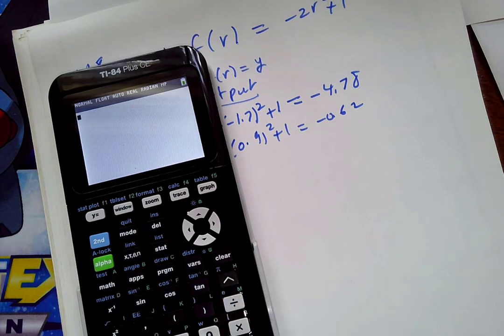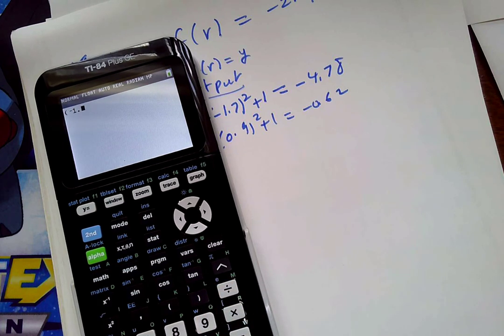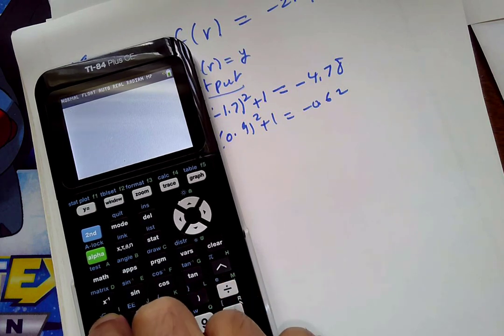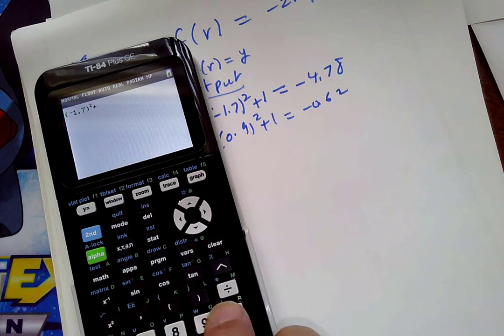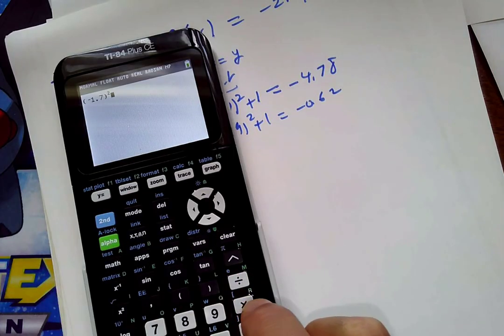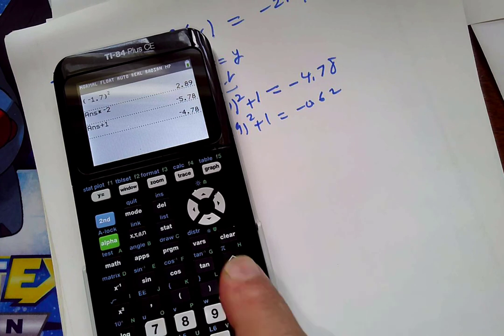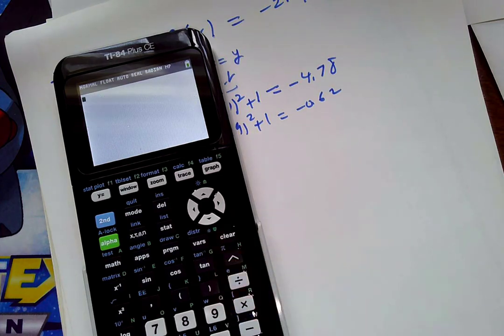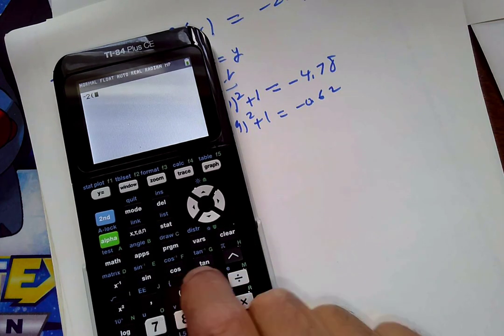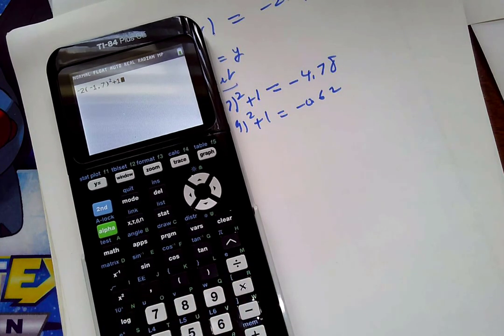So if you have a scientific calculator, you're going to do parentheses, negative 1.7, right parentheses, square, equal, times negative 2, that's if you have scientific, and then plus 1. Now if you have a graphing calculator like the one I have, you just write it out as is, negative 2, left parentheses, negative 1.7, square, plus 1. Okay?